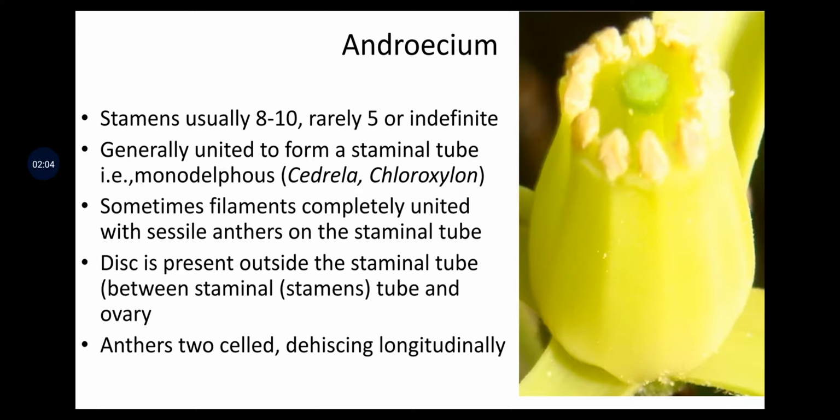Androecium, stamens usually 8 to 10, rarely 5 or indefinite, generally united to form a staminal tube, that is monodelphous, example in Cedrela and Chloroxylon. Sometimes filaments completely united with sessile anthers on the staminal tube. Disc is present outside the staminal tube, that is between staminal tube and ovary. Anthers are two-celled, dehiscing longitudinally.